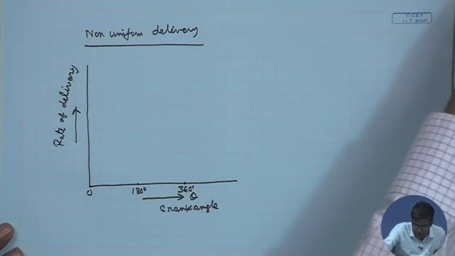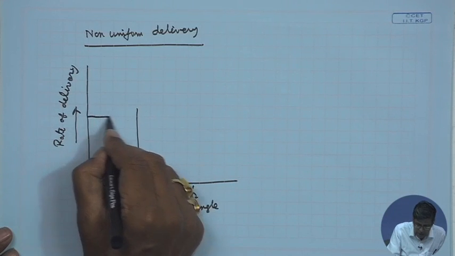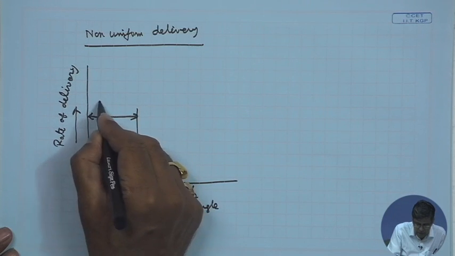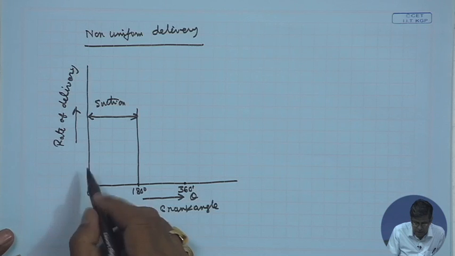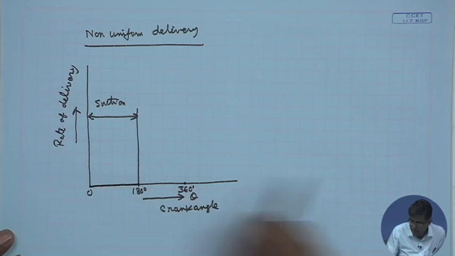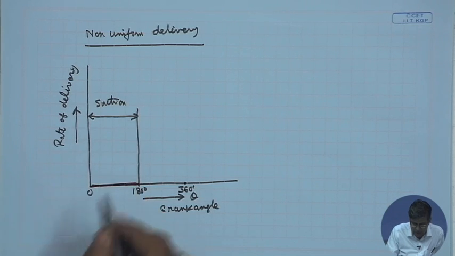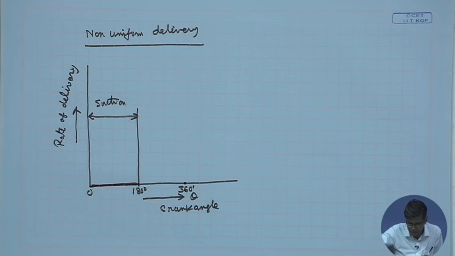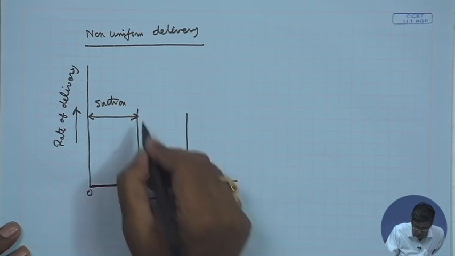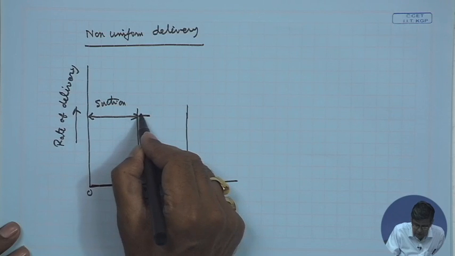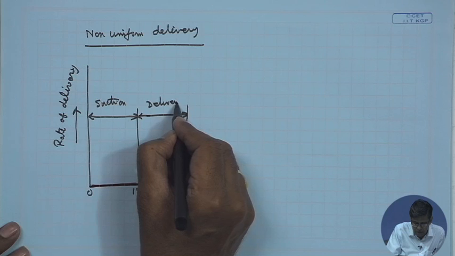So, you see during the suction stroke there is no discharge. This is suction, so there is no discharge. I show the discharge as the red one. But during this delivery stroke, which is the delivery one, there is delivery.